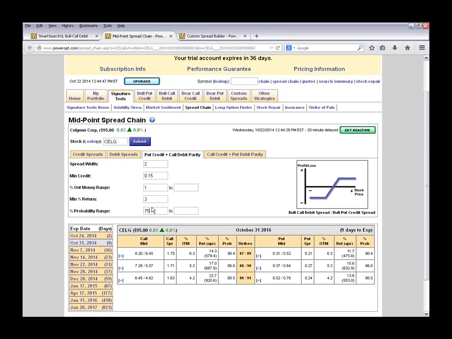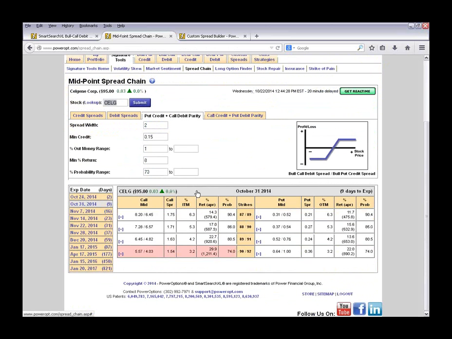Let me just change this a little bit. I'm going to put that back to 70. Yeah, okay, let's just do that. Let me submit that again, sorry. Okay. So the put credit and call debit parity. On the left is our bull call debit spread that we were evaluating. Remember, we were going to sell the 92 call and buy the 90.